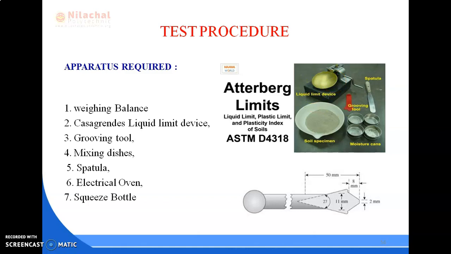The height of fall of the cup can be adjusted with the help of adjusting screws. Before starting the test, the height of fall of the cup is adjusted to 1 centimeter. And also two types of grooving tools are used basically: one is the Casagrande's tool, another one is the ASTM tool.